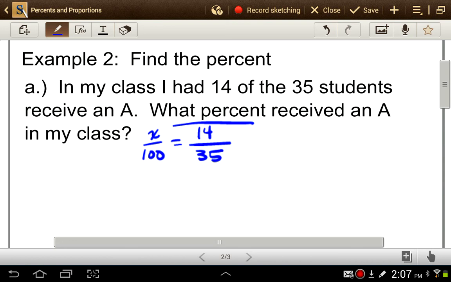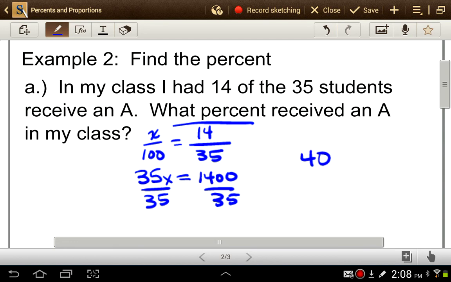So remember, to do that we do cross product. I do the x times the 35, so that's 35x. This is the work you have to show again. 14 times 100 is 1400. So remember, I multiply my cross numbers, 35 times x and 14 times 100. Then I solve the one-step equation by dividing both sides by the coefficient, the number in front of my variable. Divide both sides by 35. That is my work. When I type it in my calculator, I get 40 as my answer.